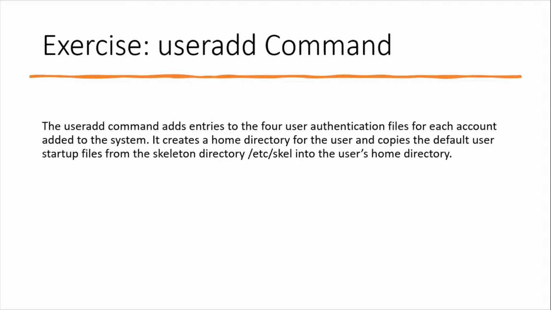So the first exercise is the useradd command. The useradd command adds entries to the 4 user authentication files for each account added to the system. It creates a home directory for the user and copies the default user startup files from the skeleton directory, which is /etc/skel, into the user directory. We have already learned the 4 authentication files in the previous chapter.